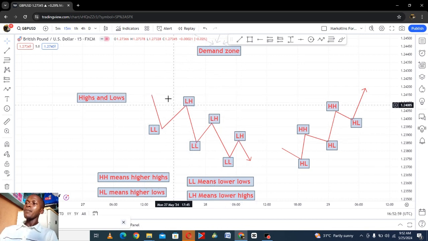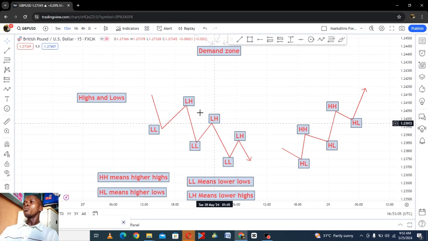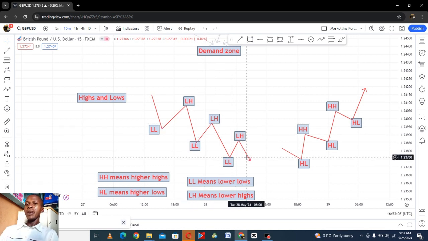When you are talking about a market that is in downtrend, what do you mean? The market is in downtrend where the market is moving downside, or the market is bearish.